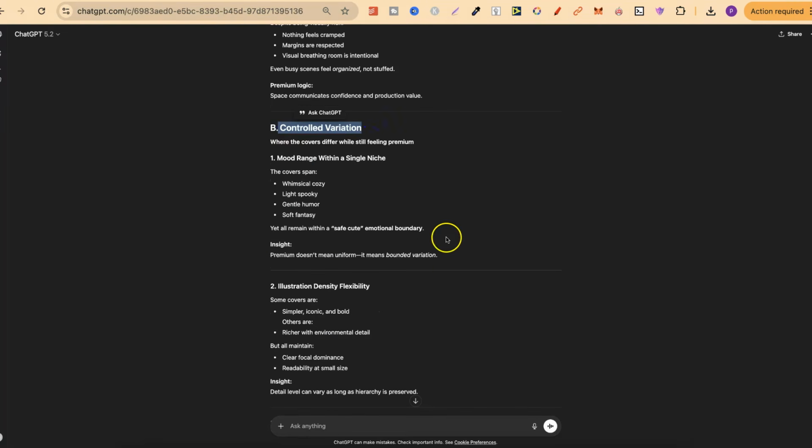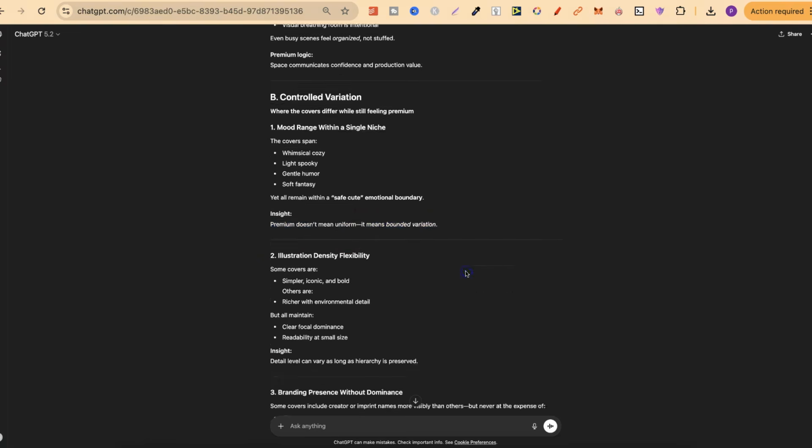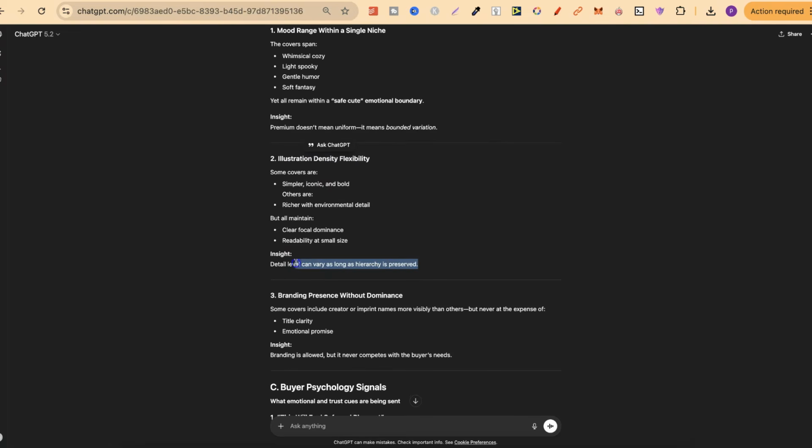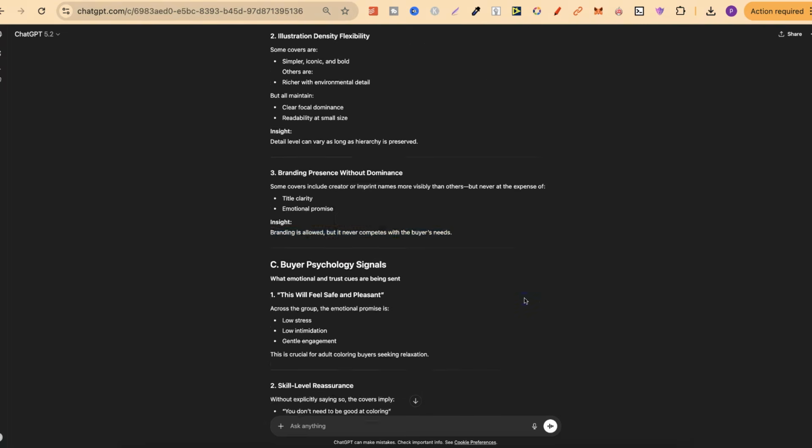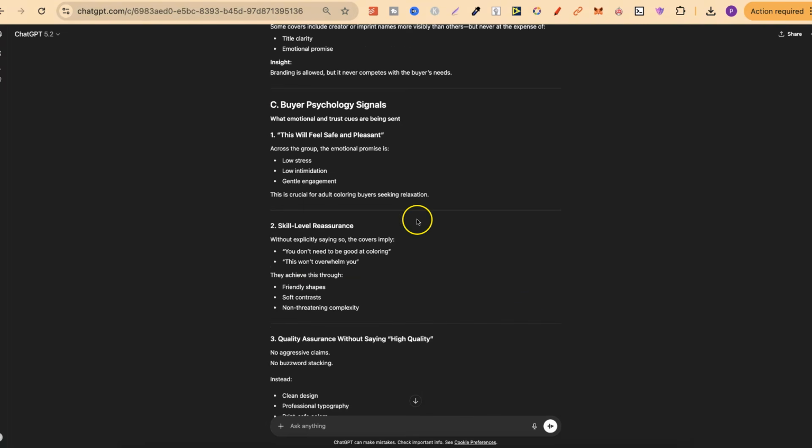Now, controlled variation. Premium insight is premium doesn't mean uniform, it means bounded variation. Now, illustration density. Insight: detail level can vary as long as hierarchy is preserved. Branding presence without dominance. The insight: branding is allowed, but it never competes with the buyer's need. So, knowing this, do you think you could start creating better quality books? You probably could, right? Well, let's keep going. Buyer psychology signals. So, what emotional and trust cues are being sent? Well, this will feel safe and pleasant.